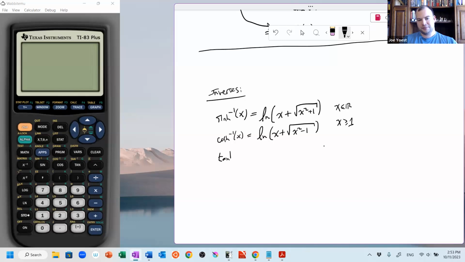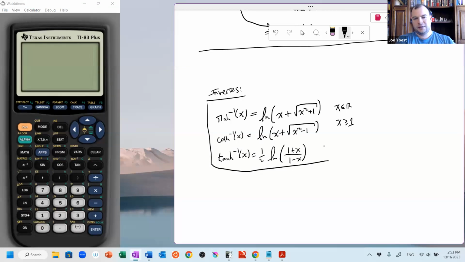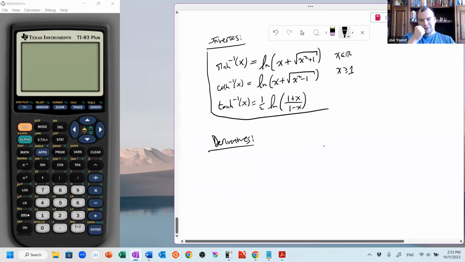And the arc tanh is 1/2 log of 1 plus x over 1 minus x. And what are the derivatives of these? Well, let's do one derivative and then I'll leave the other two as exercises.